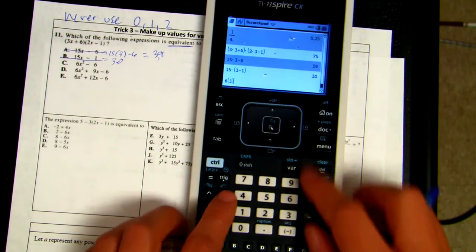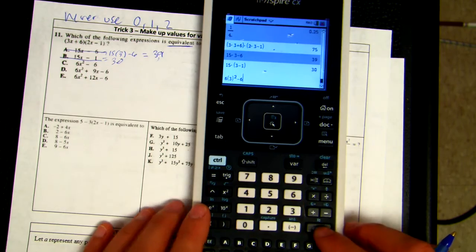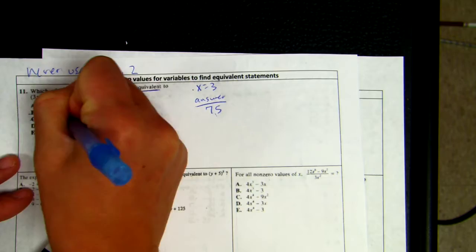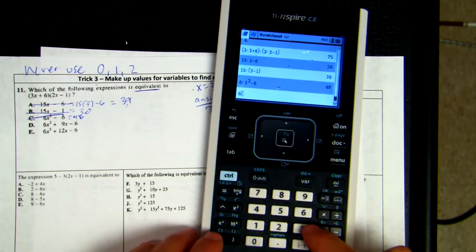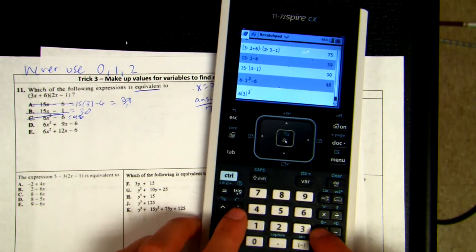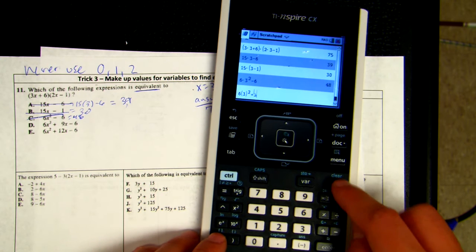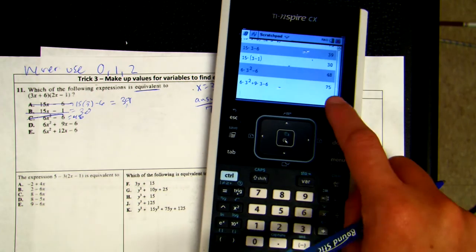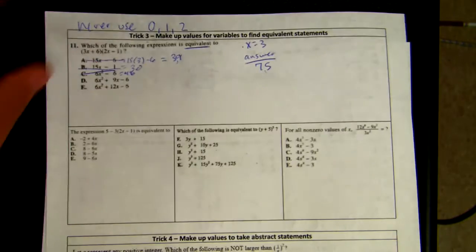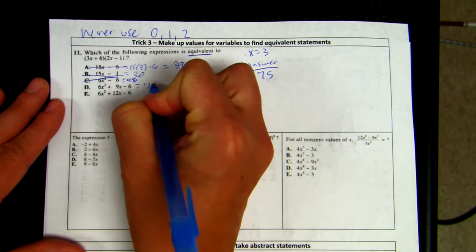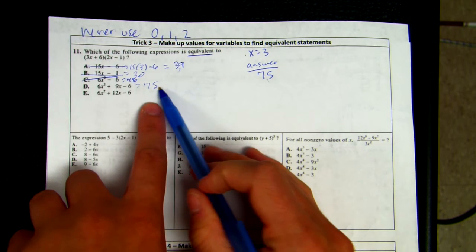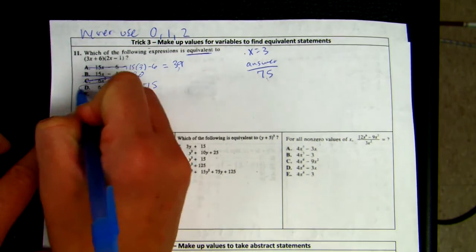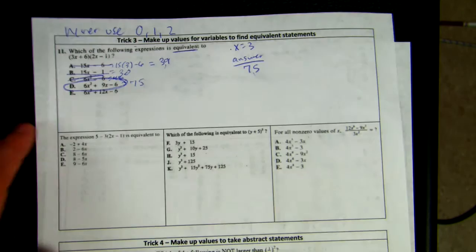6 times 3 squared minus 6 gives me 48. So that's not my answer. 6 times 3 squared plus 9 times 3 minus 6. That gives me 75. So that equals 75. So that 75 matches what I found should be my answer. So my correct answer here is D.